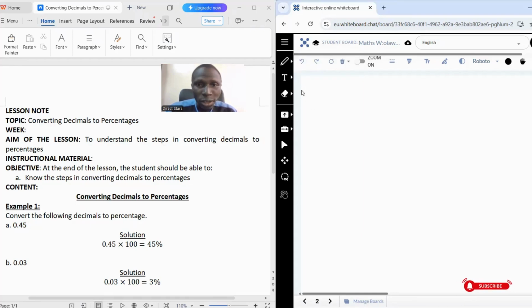Converting decimals to percentages. The first example: convert the following decimals to percentages. Now we have 0.45. Now this is a decimal. So if you want to convert this to a percentage, we have to multiply this by 100. We're going to multiply 0.45 by 100 to convert it to a percentage. So we're going to have 0.45 times 100.